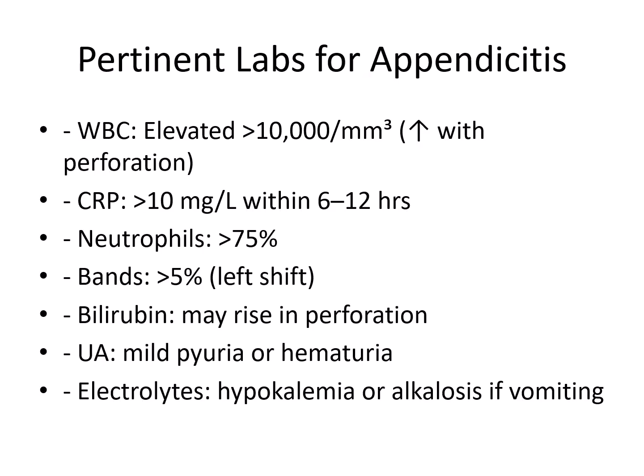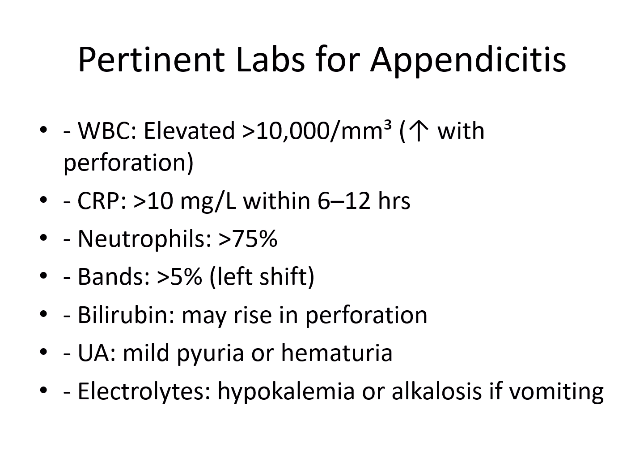Okay, so let's take a look at some of the pertinent labs for appendicitis. So you have white blood cell count elevated at more than 10,000, and normal, remember, is 4,000 to 10,000. And if it's perforation, it might be around 15,000. But there's going to be an elevation of the white blood cell count.